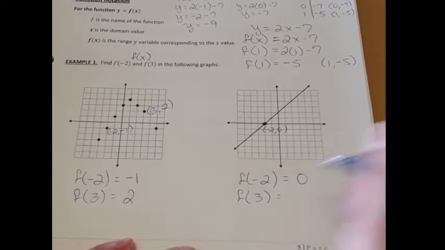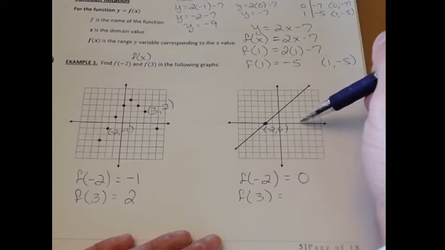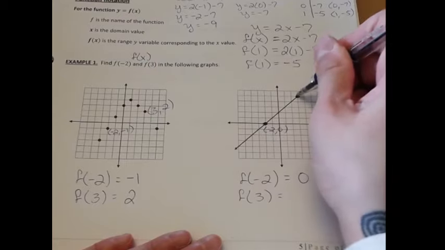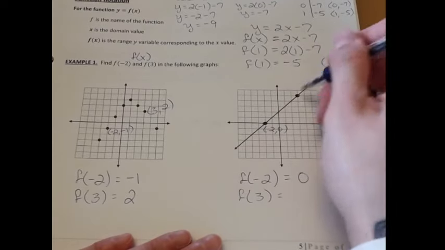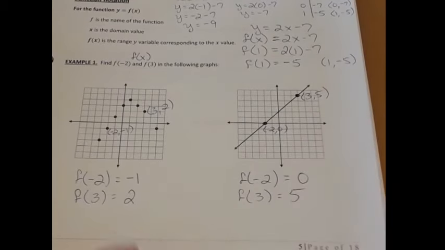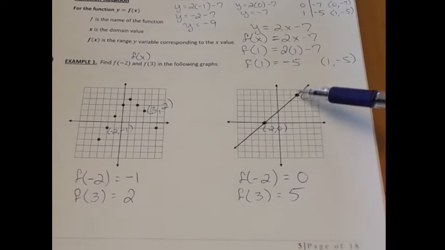Similarly, we want to find f of 3. So we're going to go over to where x is 3, so 1, 2, 3. And what we'll do is we'll go up until we hit the line. So we know that when x is 3, 1, 2, 3, 4, 5, our corresponding y value is 5. And that's all you have to do to identify specific points. When you're given the input of 3, according to this graph, our output is 5.